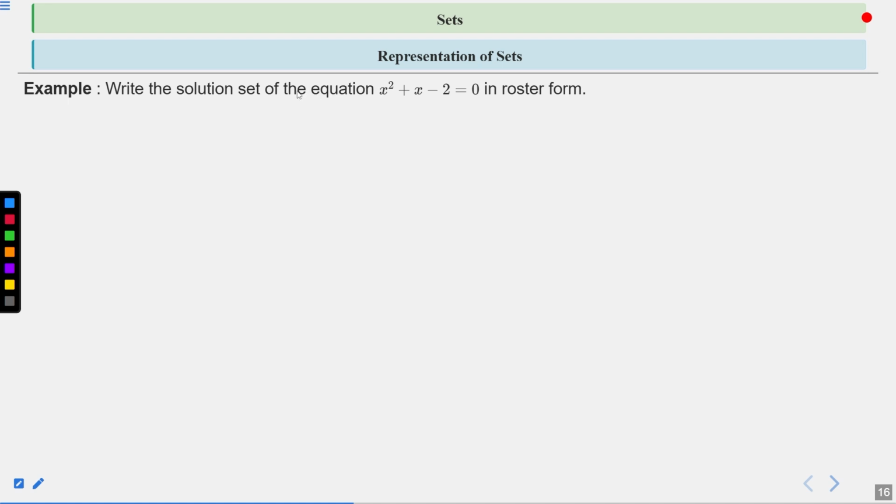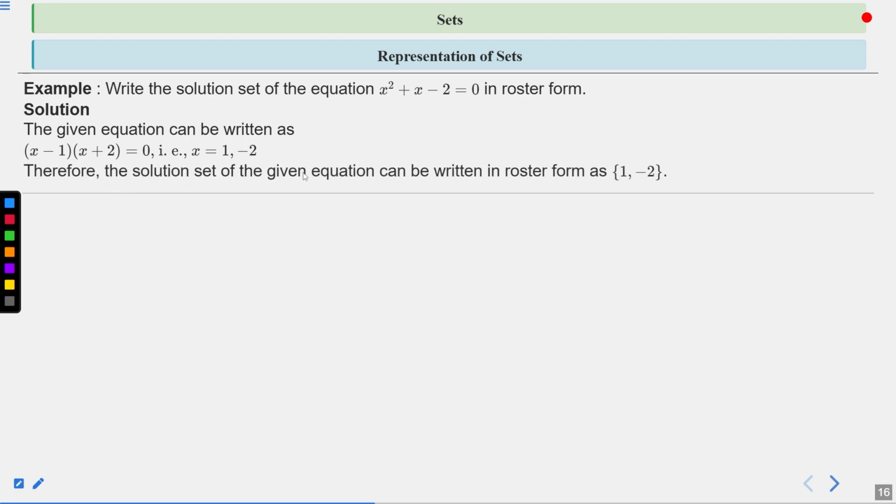Now, for example, solution set. Now we have to form the solution set of this given quadratic equation in roster form. So solution: the equation can be rewritten in this factor form, x minus 1 times x plus 2, and here we can easily say that there are two values for which the equation is going to be satisfied, so 1 and minus 2. Therefore, the solution set of the given equation can be written enclosed in between curly braces, separated by comma, so {1, -2}. Clear?